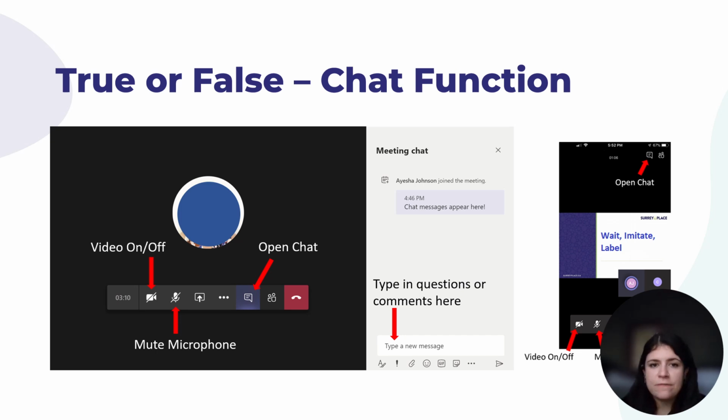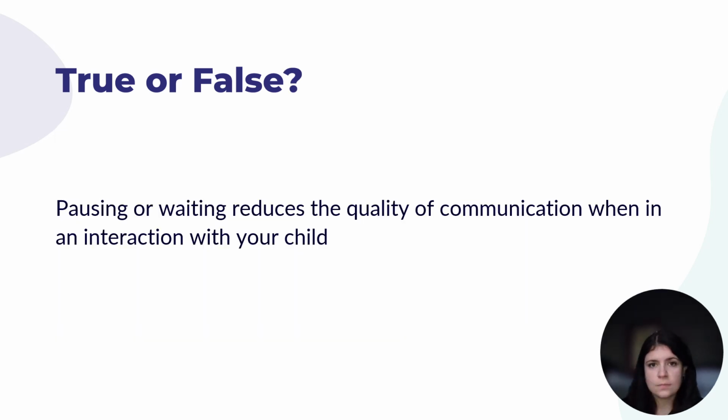Now that we have a brief understanding of what these strategies are, I thought that we could go through a couple of true or false questions to examine some myths or misconceptions around these strategies. After each question, I'm going to ask you all to write either true or false in the chat. And this is a safe space, so no pressure if you get a question right or wrong. We are all here to learn. Our first question, true or false? Pausing or waiting reduces the quality of communication when in an interaction with your child.